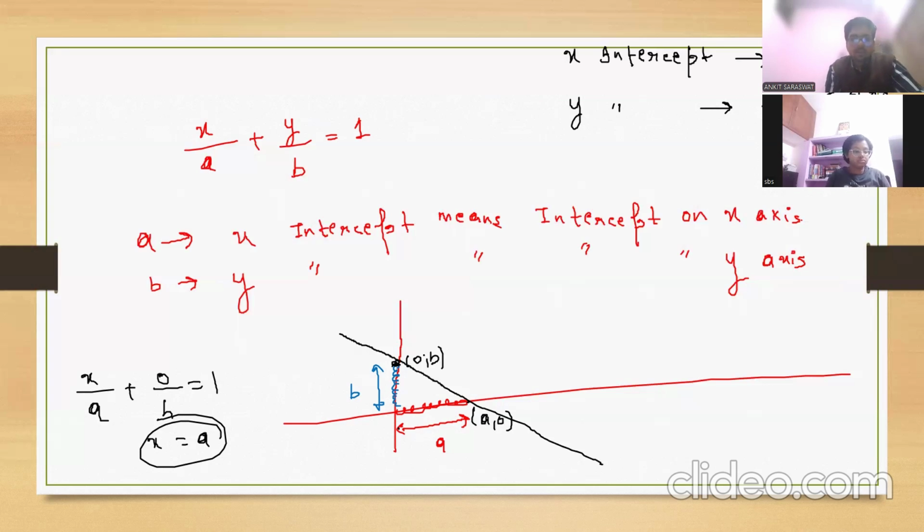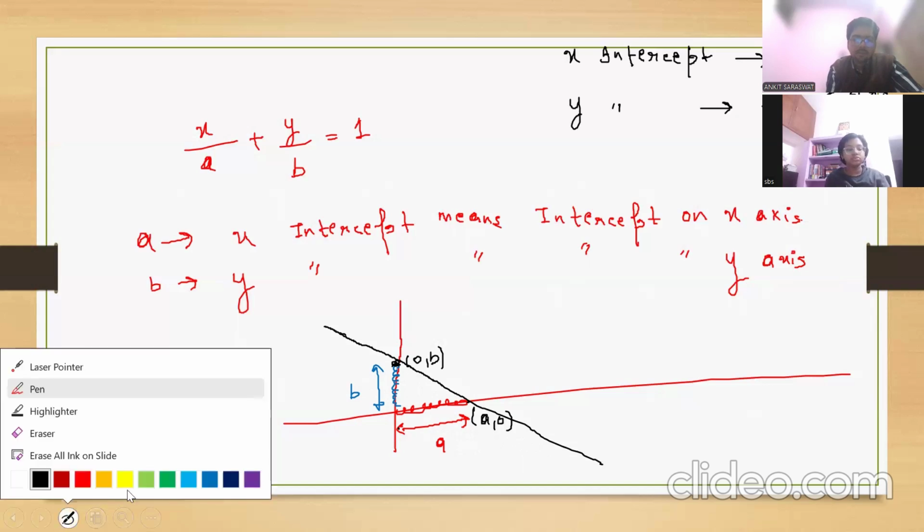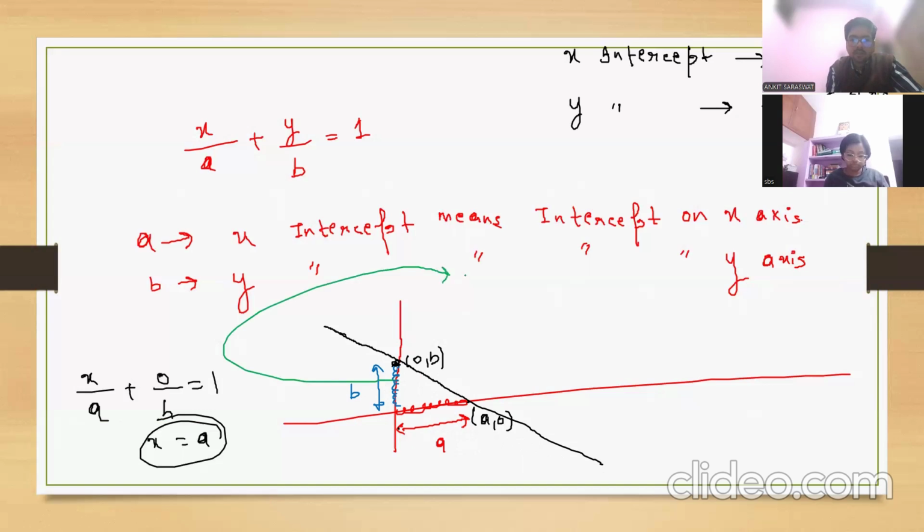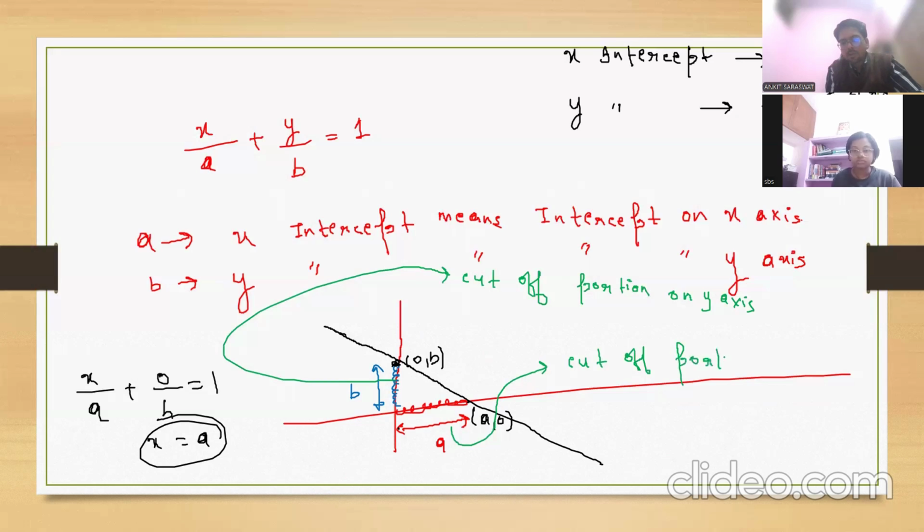How to draw? a is what? Intercept on the x-axis. This portion, the cutoff portion, okay? And b is the intercept on the y-axis, the cutoff portion on the y-axis. Clear? What is a? The cutoff portion on the x-axis. Clear?